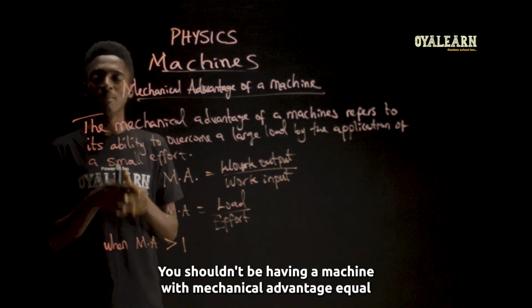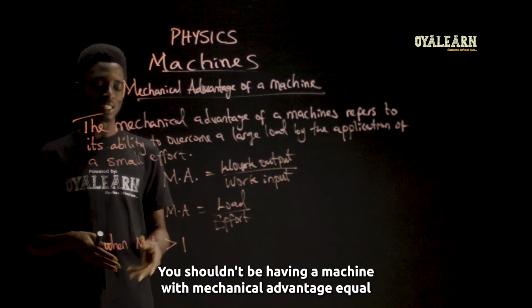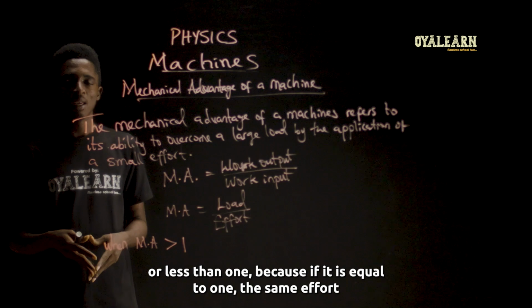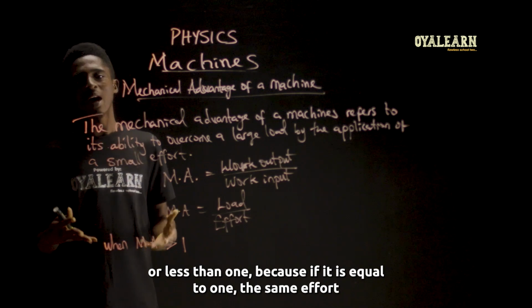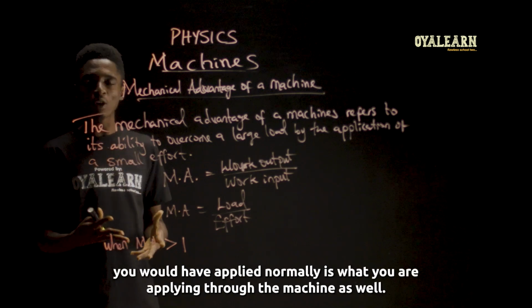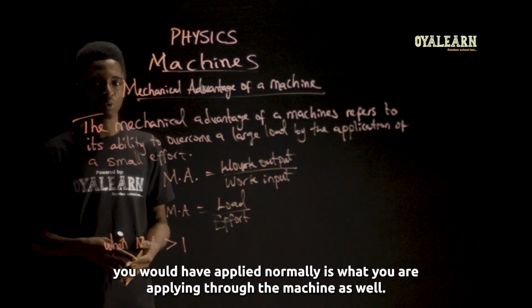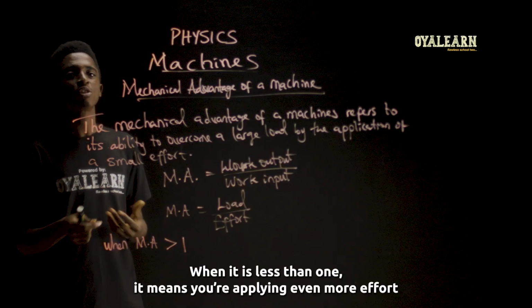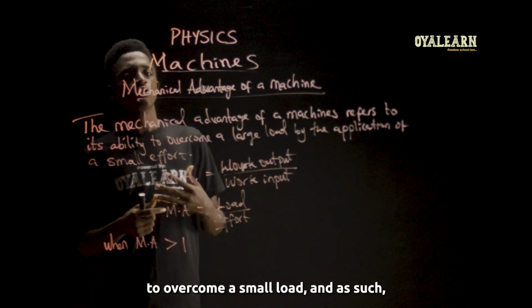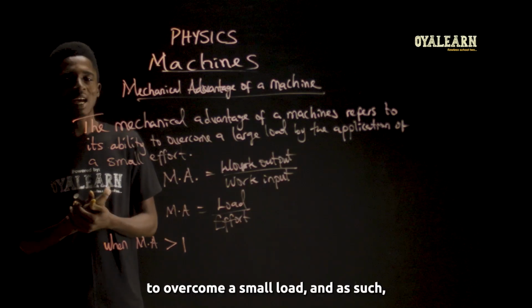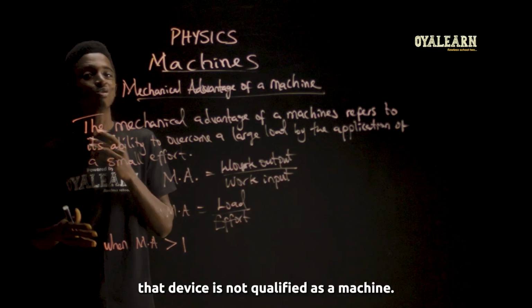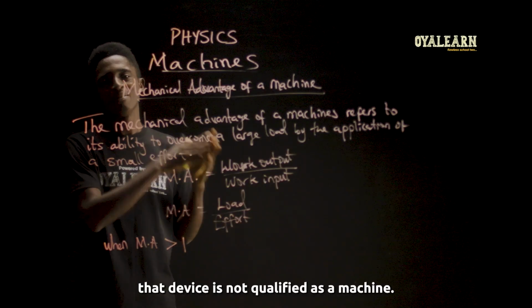You shouldn't have a machine with mechanical advantage equal to or less than 1, because if it is equal to 1, the same effort you would have applied normally is what you are applying through the machine as well. And when it is less than 1, it means you are applying even more effort to overcome a small load, and as such, that device is not qualified as a machine.